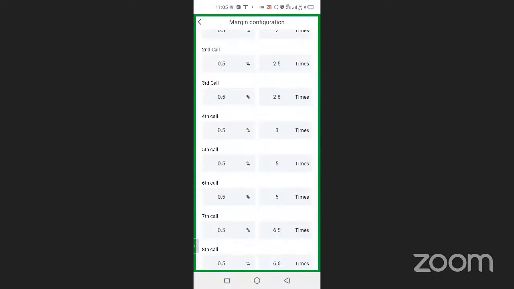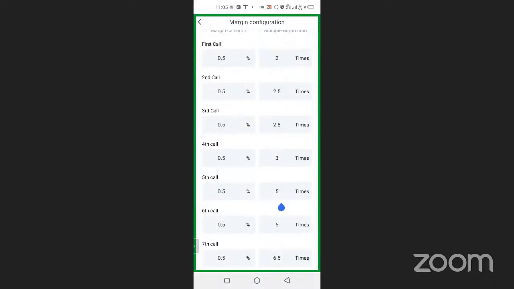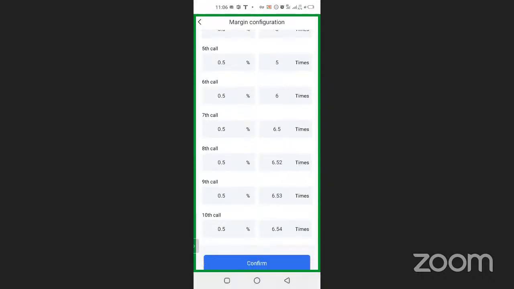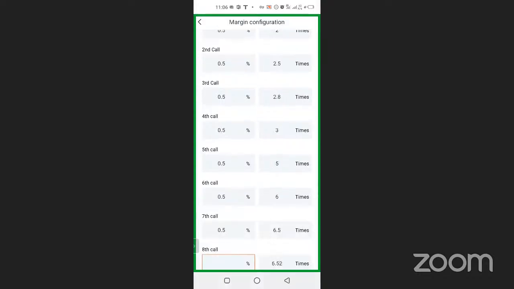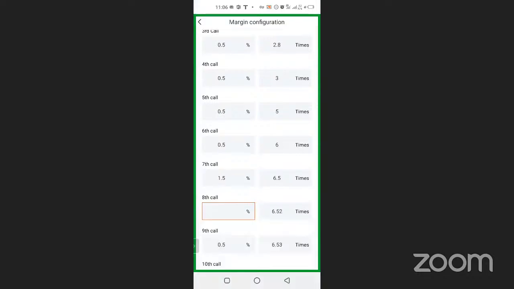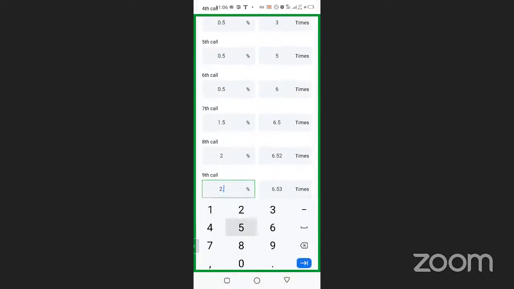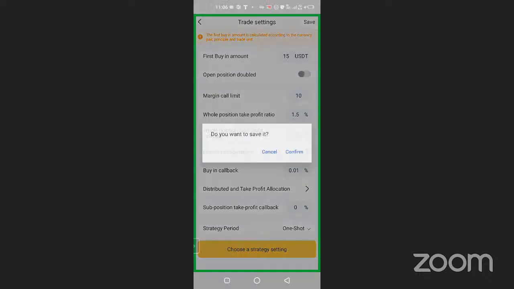Okay, 6.52. All right. Then I come here, I make this 6.53. Then I come here, I make this 6.54. Then because it's already floating, let me take this to 1.5. Then it's 2. Then I go 2.5. Then I take this to 5. I'm just increasing so that I can open up some more margin calls, right?